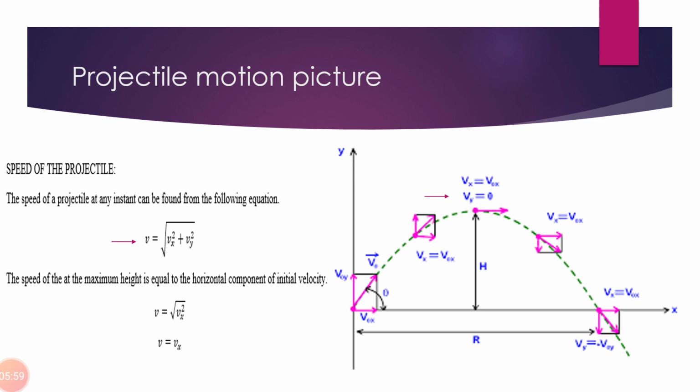Now at the maximum height, the vertical component of the projectile's velocity becomes equal to 0. So substituting this into the formula, we get v is equal to the square root of vx square, and v is equal to vx. That means that at the maximum height of the projectile, the speed of the projectile is equal to the magnitude of the horizontal component of the velocity of the projectile.